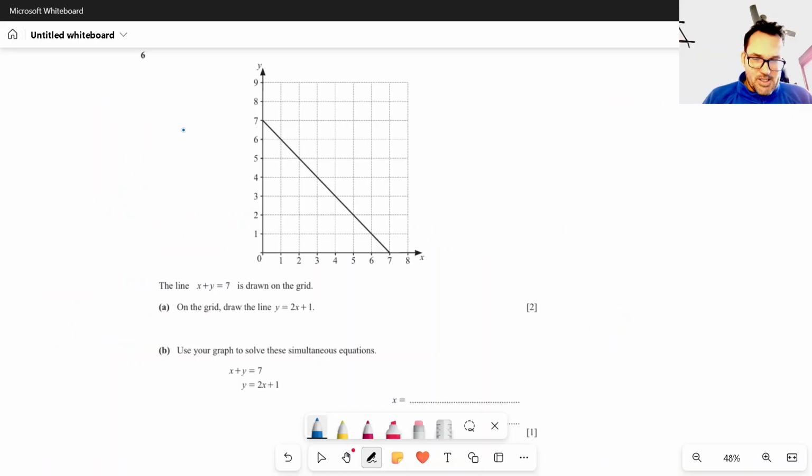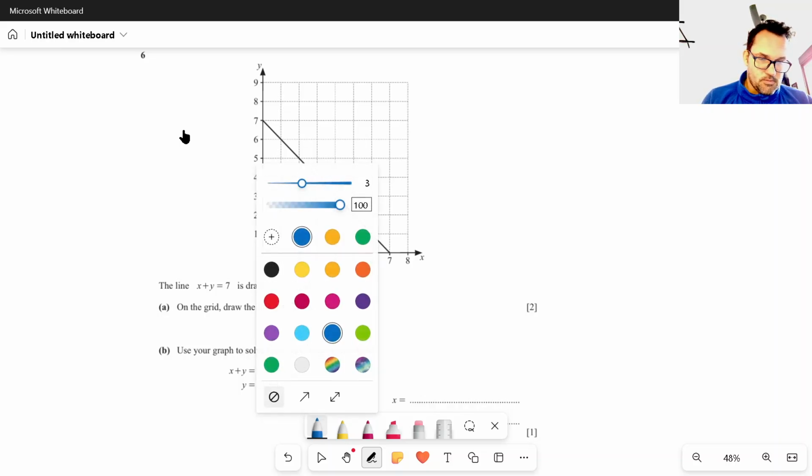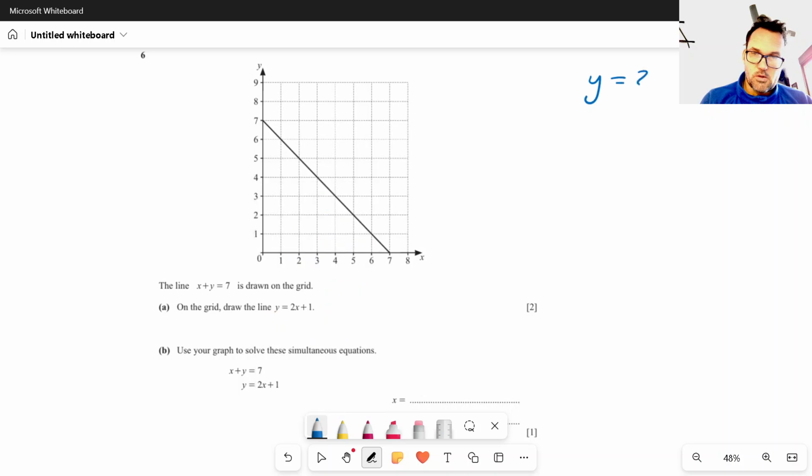Right, moving on to question 6. So I'm moving to a different board here so I can draw straight lines. It shows us the line x plus y is 7. And then it tells us to draw y equals 2x plus 1. Again, there are different ways of drawing a straight line y equals 2x plus 1. One is using, of course, the general formula for any straight line, y equals mx plus c. C being there at the end, that's the y-intercept.